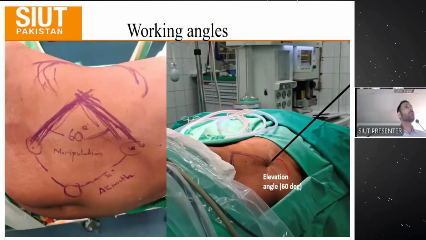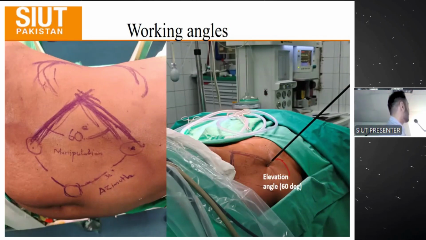Before that, you need to have some knowledge about certain angles. Okay, so the first one that you see right over here, I have tried to recreate these angles. The one on the left side, you see that there is a triangle. This is the triangle that you see. This is the kidney. This is the shape of the kidney.